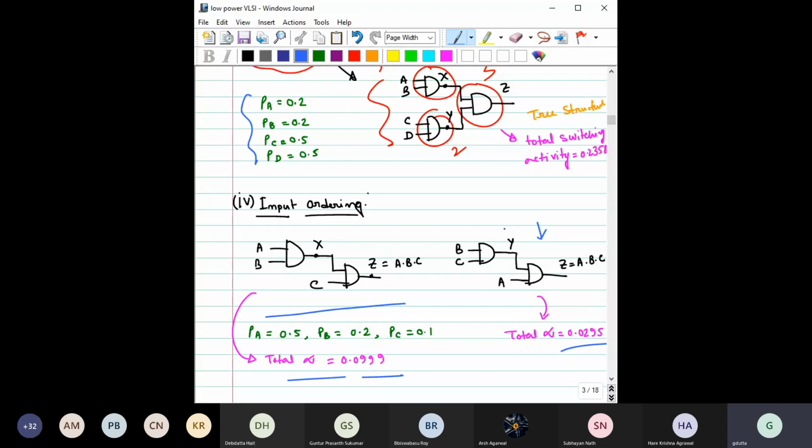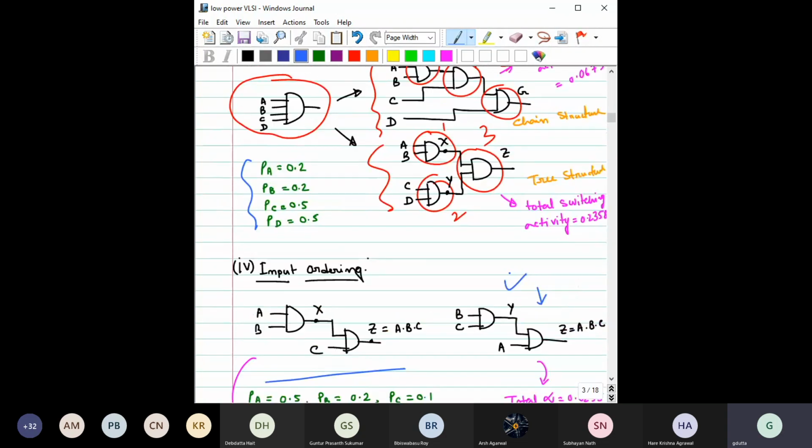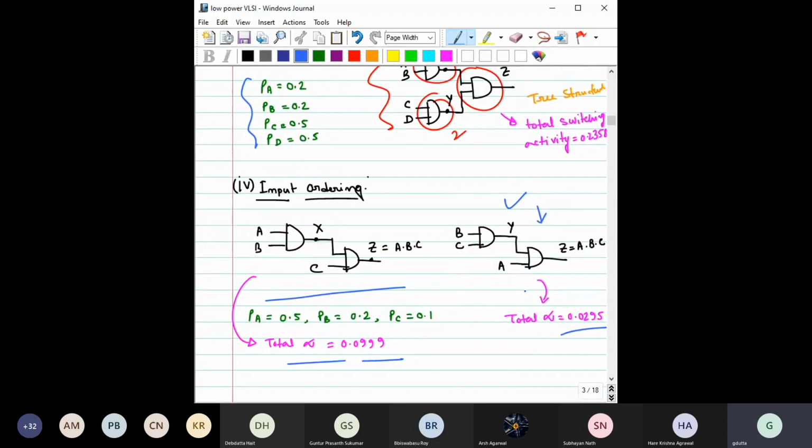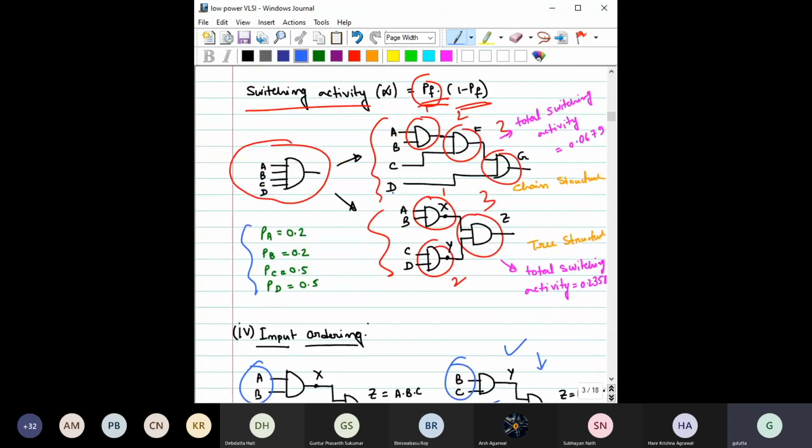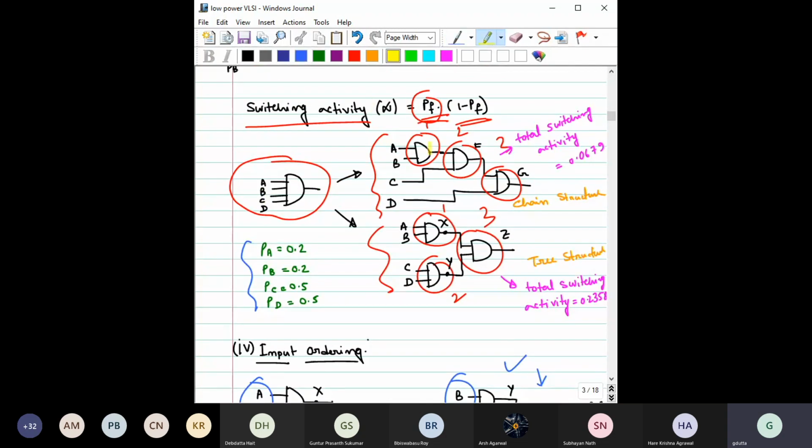So this is actually input reordering, but I was talking about this, and it is basically the same idea. Not only by altering the gates, but also by altering the inputs, you could see a change in this alpha. So this is called input reordering, right? What I am talking about now is this one. Here we are changing the design itself. You can see this is basically a chain type, and here it is a tree type, right?